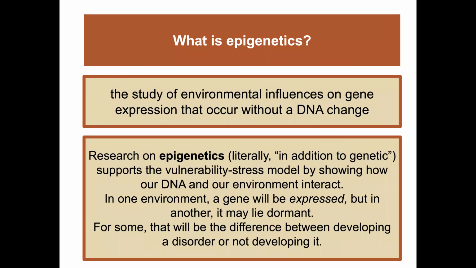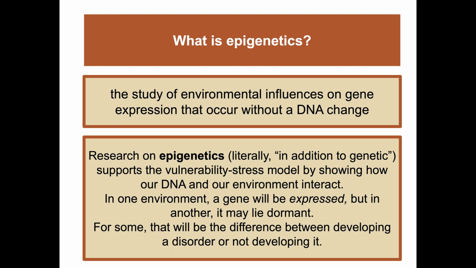So epigenetics, we've mentioned this a couple times in this course as well, which is a fascinating area of study. It's the study of environmental influences on gene expression that occur without a DNA change. So we often think about nature versus nurture, but this is sort of a confluence of nature and nurture together. This whole study of epigenetics is really something that we're learning a lot about, especially in the past decade or two. The amount of research in this area is fascinating. Research on epigenetics, which literally means in addition to genetics or on top of the genetics, supports the vulnerability stress model by showing how our DNA and our environment interact.